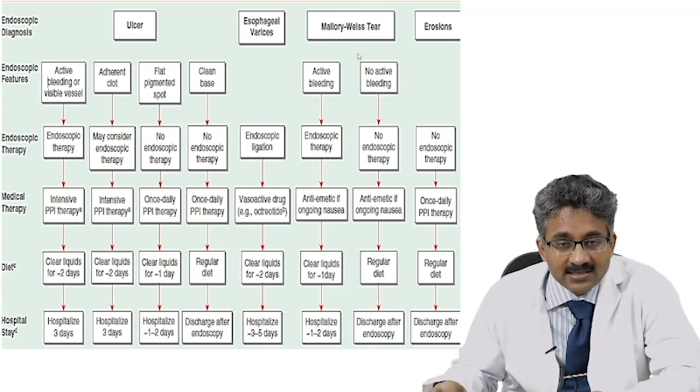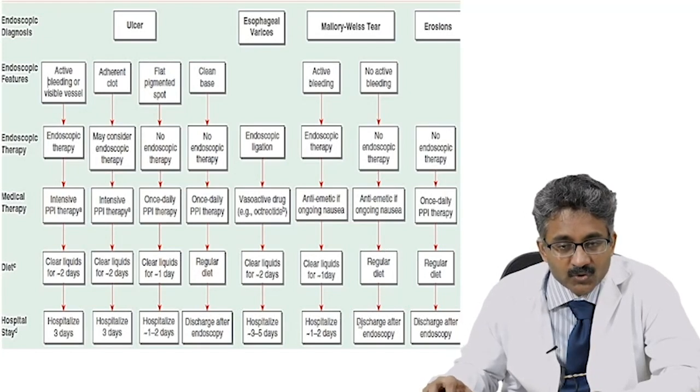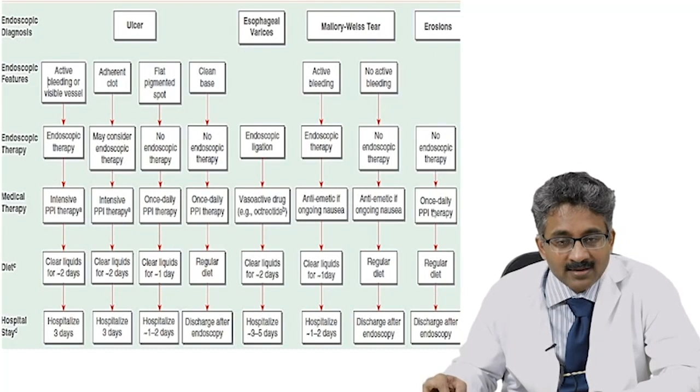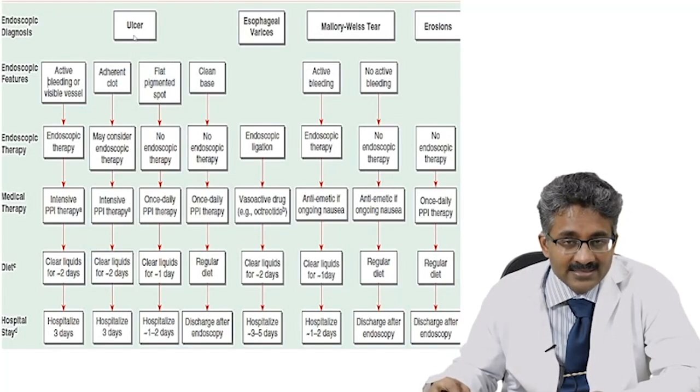For Mallory-Weiss tear, if there is an active bleeding, endoscopic therapy, then antiemetics, clear fluid for 1 to 2 days, hospital admission for 1 to 2 days and then discharge. If no active bleeding, no need of endoscopic therapy, give antiemetics, can take regular diet, and you can discharge after endoscopy. And if there is gastric erosions, no endoscopic therapy, just once a day PPI therapy, normal diet, and you can discharge after endoscopy. So students, this is how you manage an ulcer, esophageal variceal bleeding, Mallory-Weiss tear, and erosions.